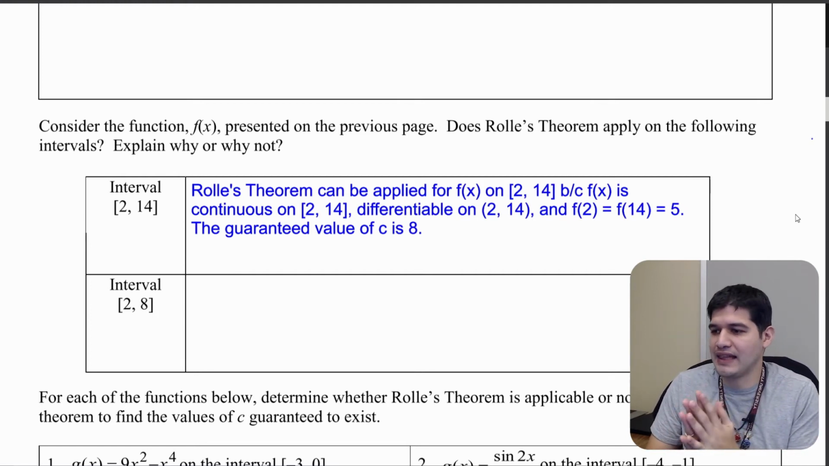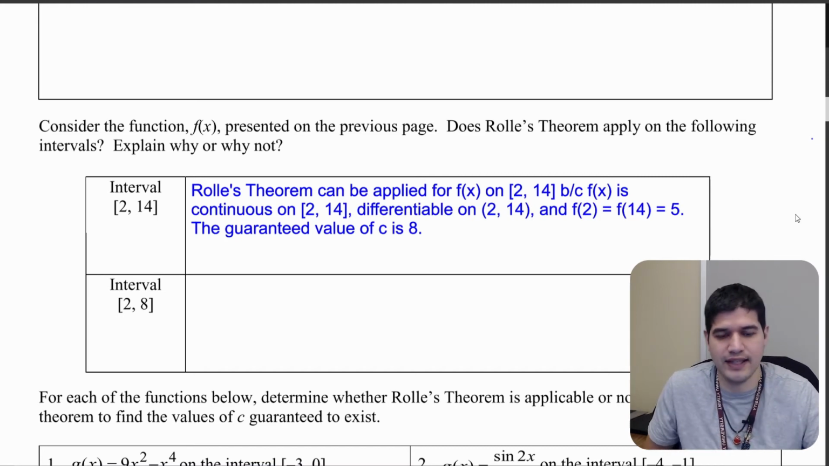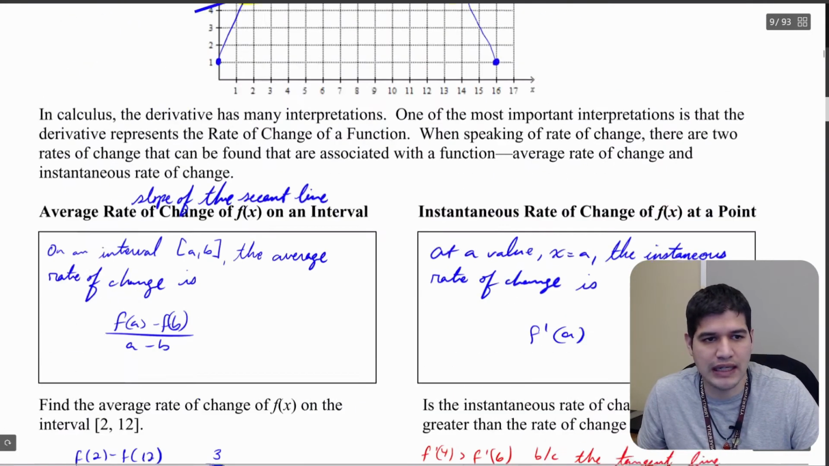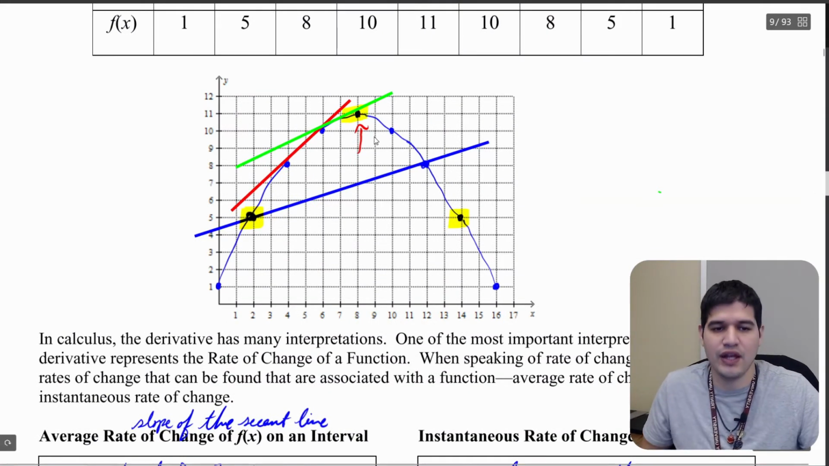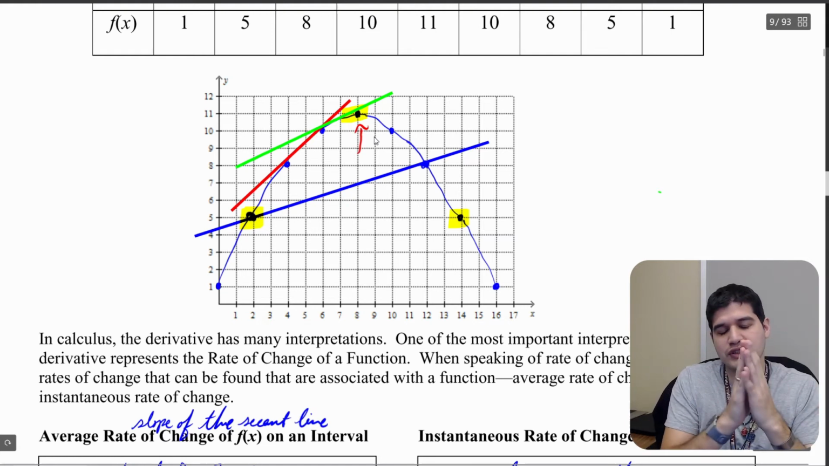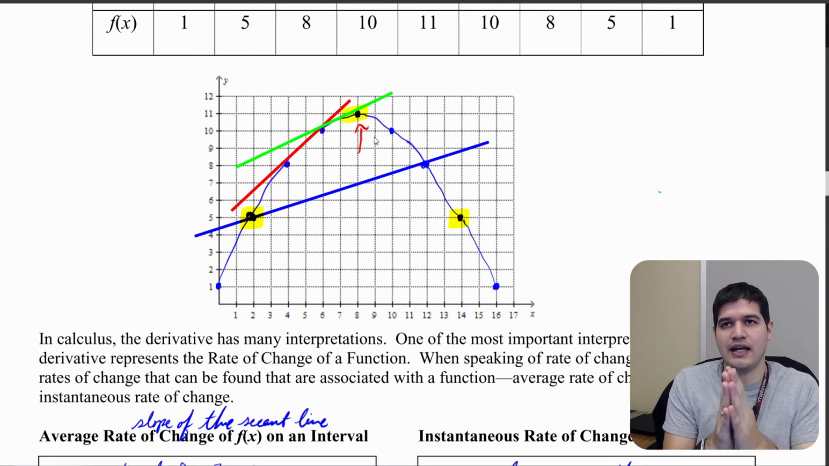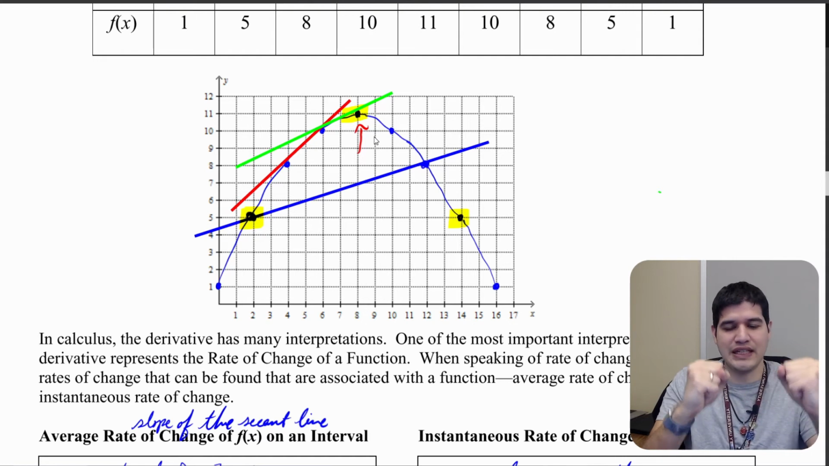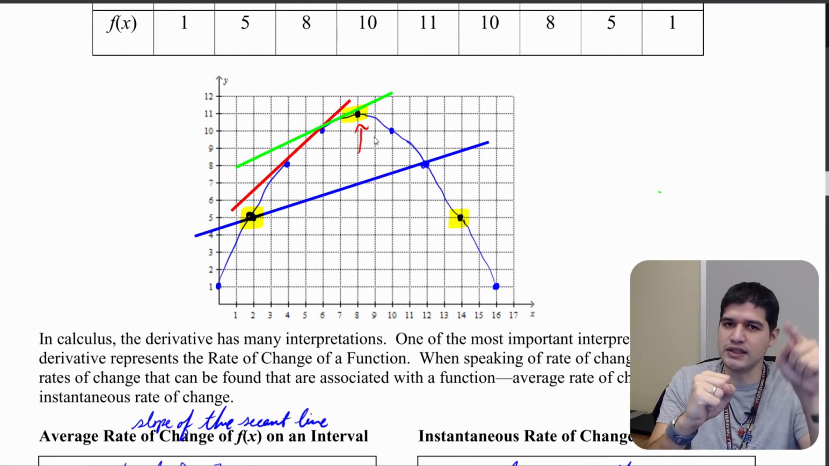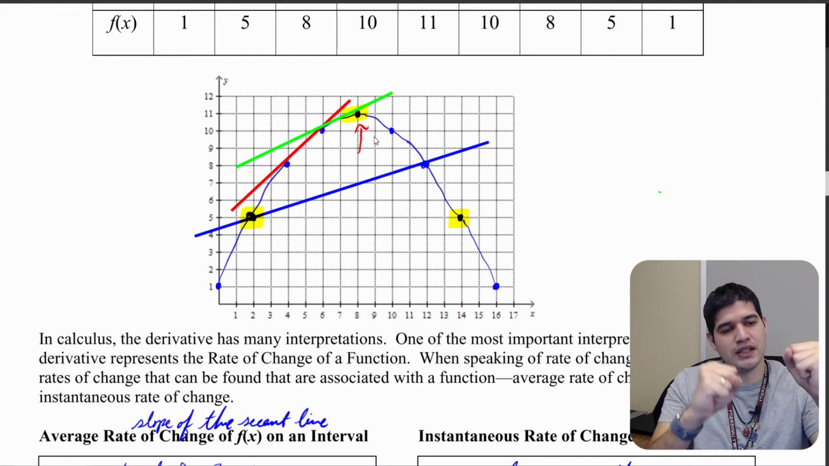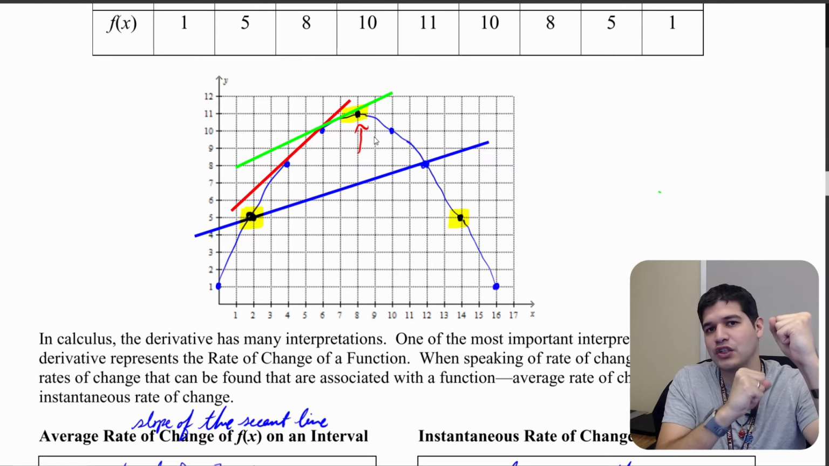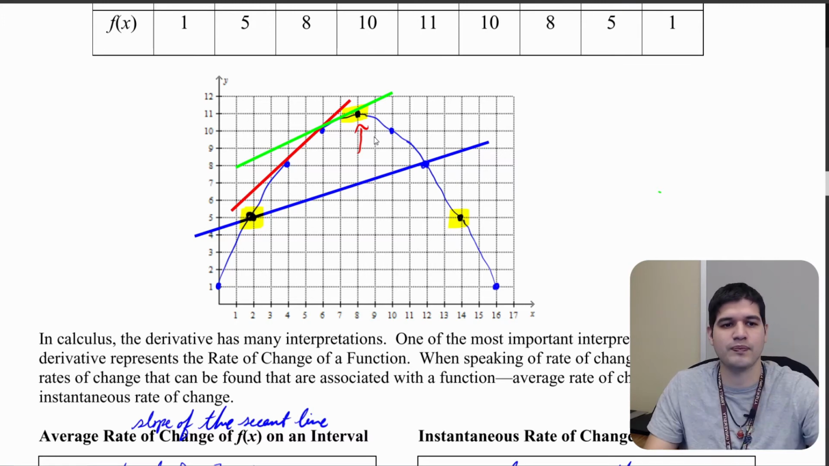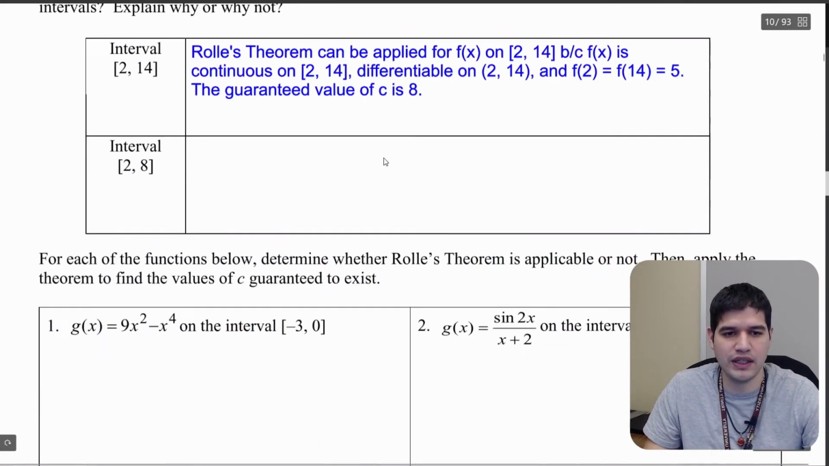Now let's look at the interval from 2 to 8 in this case. So again, we're looking at 2 and we're looking at 8. If we look at 8 here, we can see that there are 2 different y values. Rolle's theorem specifically states that the first value and the second value need to be the exact same. So we are continuous, we are differentiable, but the y values are at 2 different levels. So we can't actually apply Rolle's theorem in this case. So let's go ahead and write that one down.